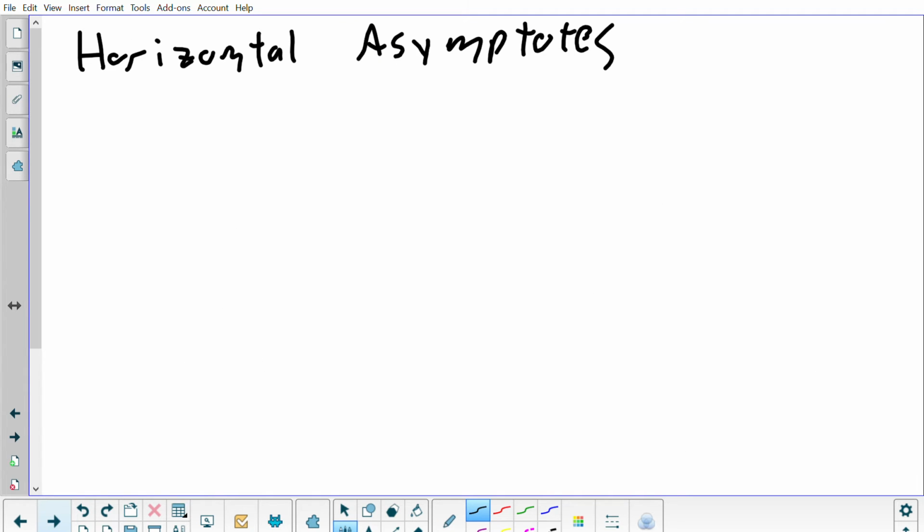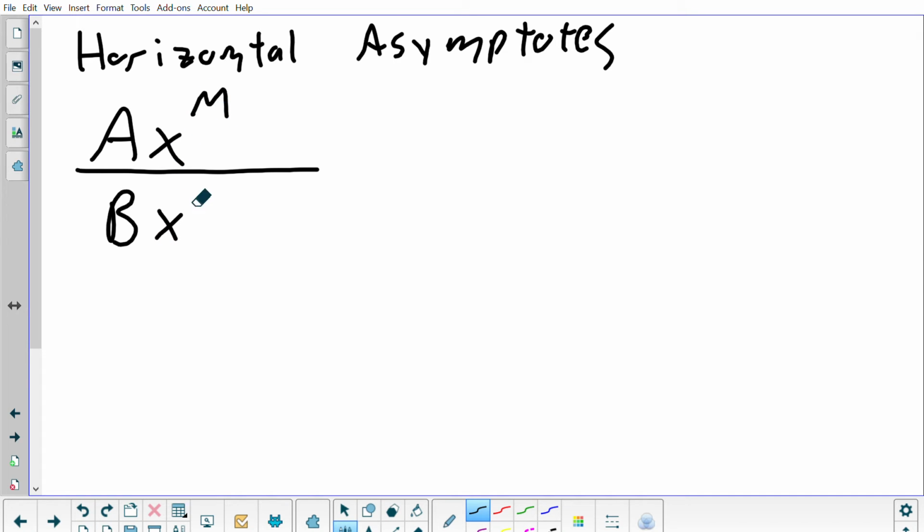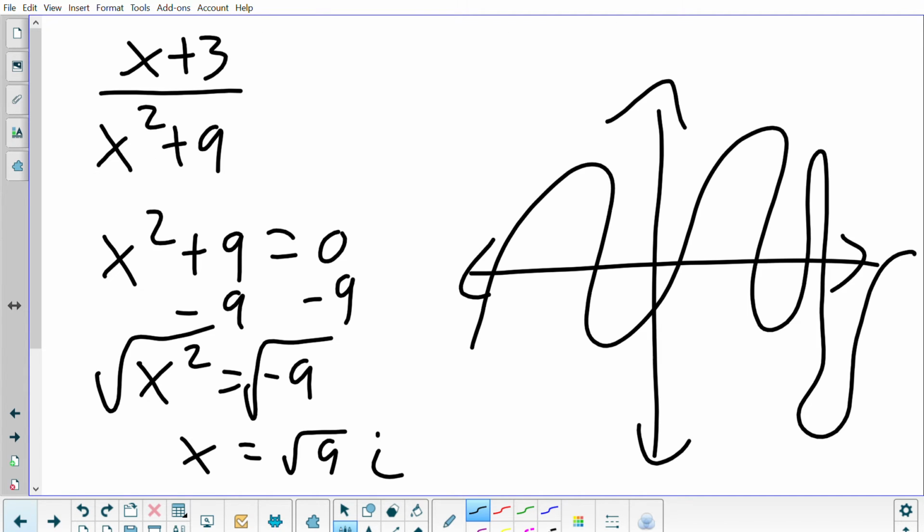Okay? Horizontal asymptotes, what we do for those is there is going to be a fraction given to us with some number on top, some number on bottom, then x, then x. It's going to have some kind of exponent on top and some kind of exponent on the bottom. Just like we did here, there's a 1 here and a 2 here.